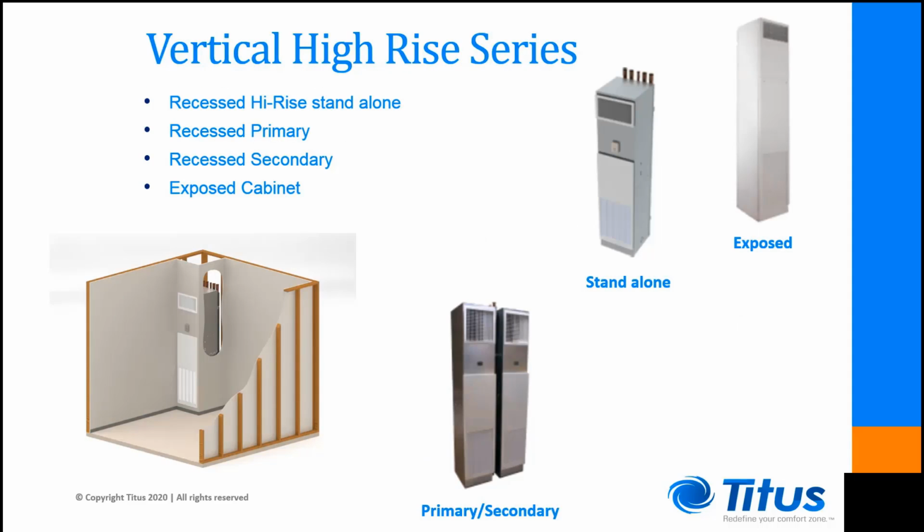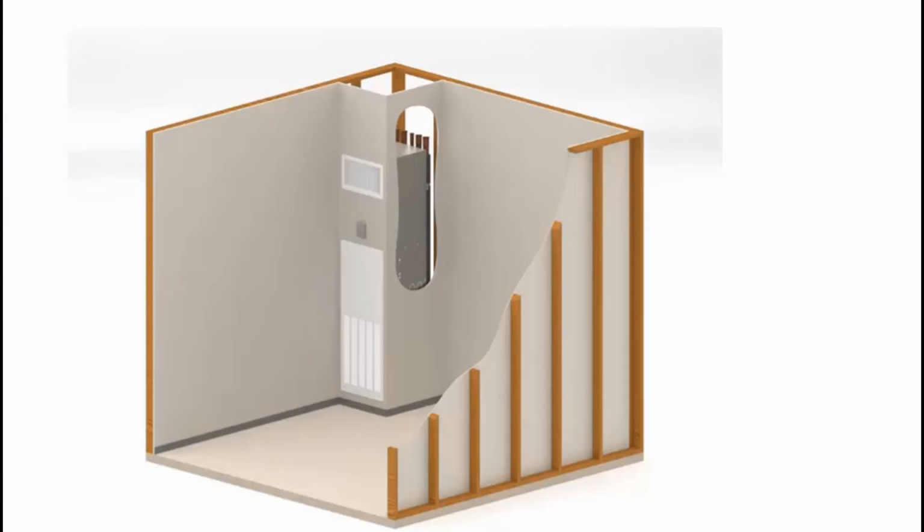The last subcategory of fan coils are the vertical high-rise series units, also referred to as vertical stack units. They have a small footprint and are fairly tall at 88 inches in height. They are generally placed in a corner location, and the most common installation is to then cover the outside of the unit with sheetrock. We can see a cutaway view in the bottom left corner of the screen, where we can see a standalone unit in the corner partially covered in sheetrock.